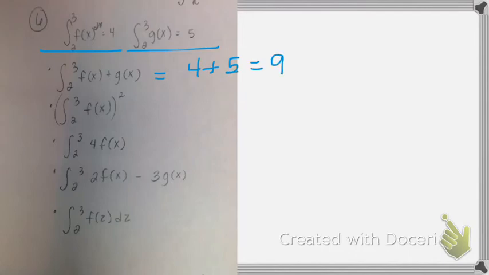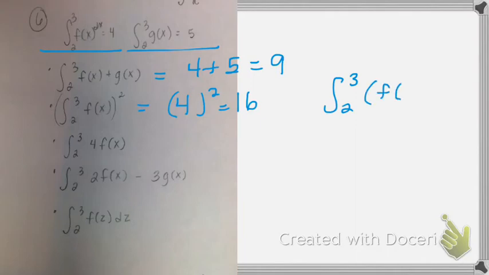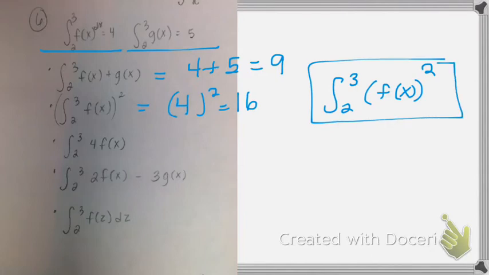The second one says to square the integral from 2 to 3 of f of x. So this would be the same as 4 squared, which is 16. I do want you to know that that is not the same as that. Those two things are different. This is one that we cannot figure out by the problem given. But that is not the same as putting the square on the outside of the integral.